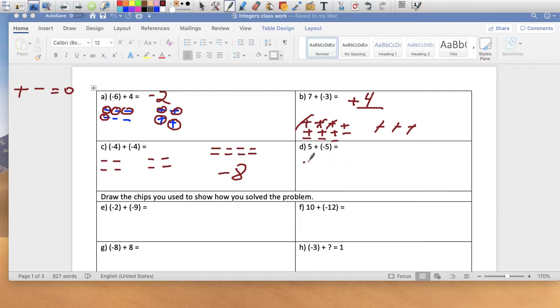5 plus -5, so 1, 2, 3, 4, 5. And again, if you didn't draw this, that's okay. 1, 2, 3, 4, 5. Can you make 0 pairs? Is this a situation where you can make 0? Yes, you can. So this one and this one, this one and this one, this one and this one, this one and this one, this one and this one. So for this particular question, your answer is 0.